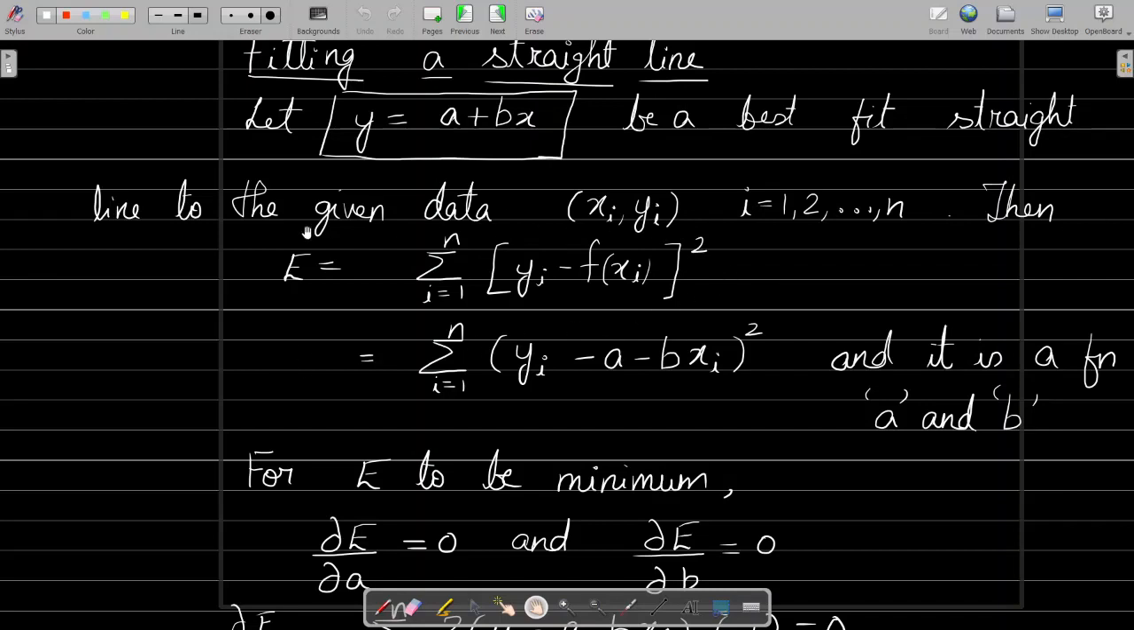Then this is the residue, or the error, that is e equal to summation i from 1 to n of yi minus f of xi. Now here our function f of xi is a plus bxi.